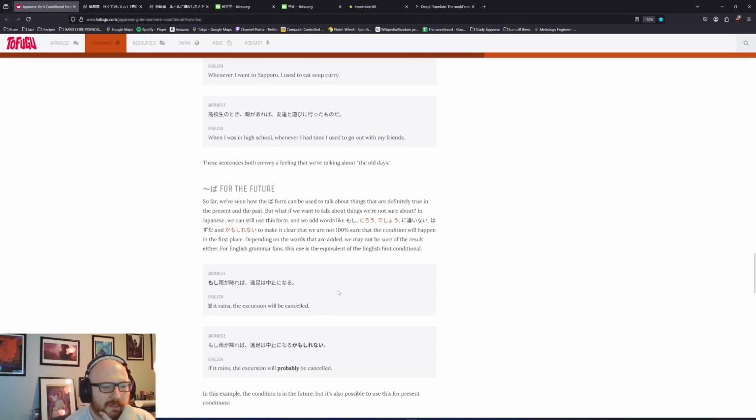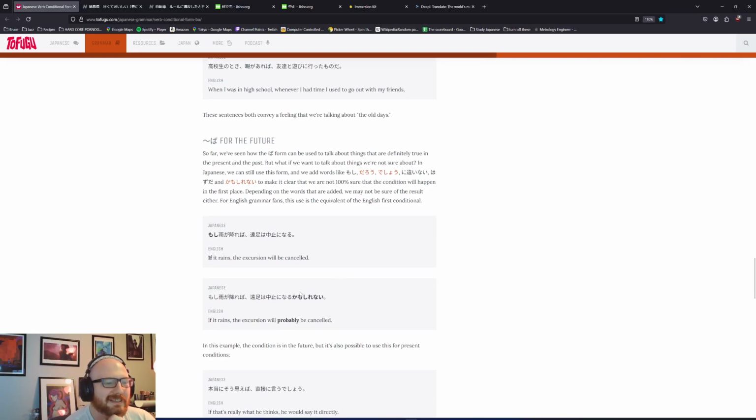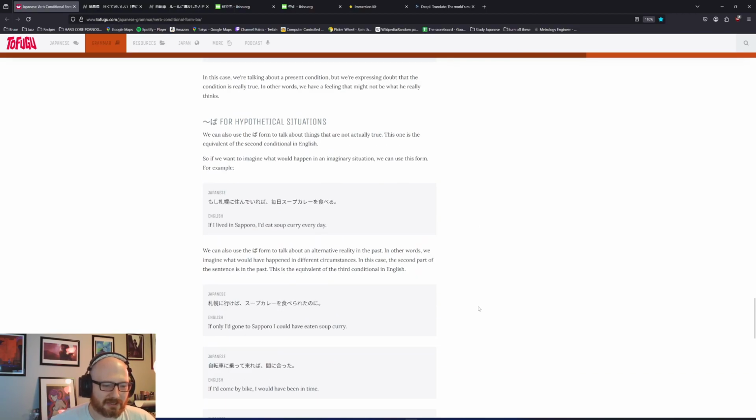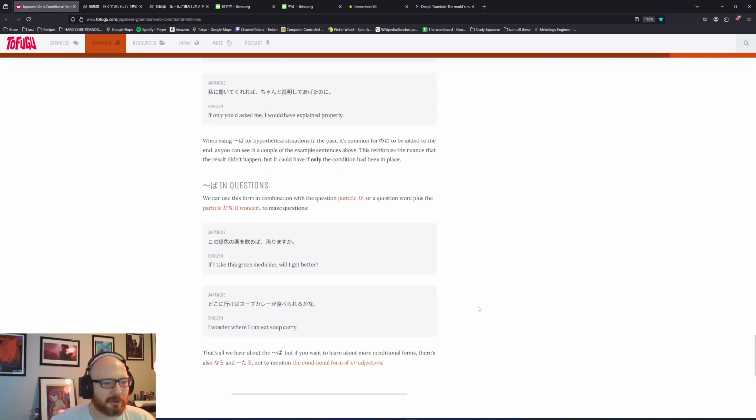Okay. So, もし雨が降れば、excursion は中止になる. Okay. And then they're adding in かもしれない here, which is our probably. So they're saying, if rain falls, the excursion will be canceled probably. Okay, hypothetical situations, sure.